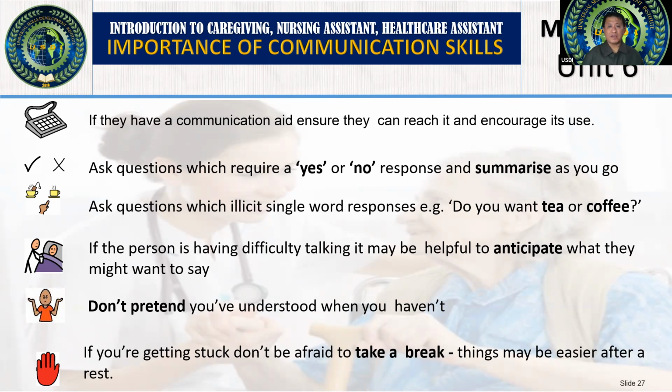If the person is having difficulty talking, it may be helpful to anticipate what they might want to say. Sometimes you have to be attentive. If the person would like to express something and has difficulty in talking, then you can anticipate. You mean like this? You want to say like this one? You want to go to the room? Okay, so just like what the baby a while ago, he cannot actually express himself, but the mother is talking to him, like helping the child to express himself. Say, so you want to go to the park? Okay, you say park.